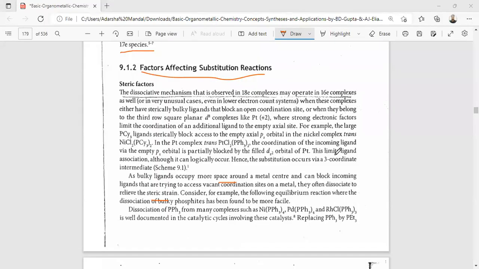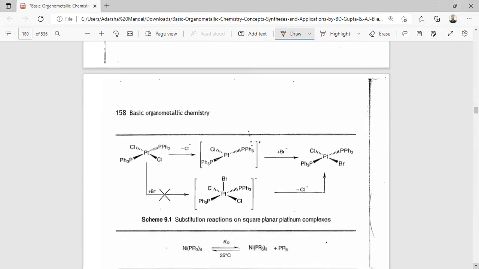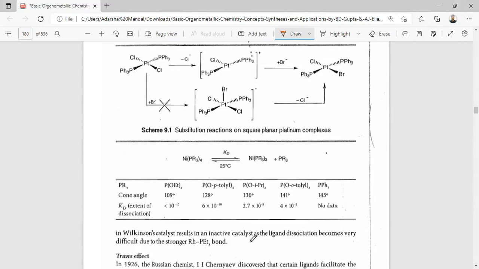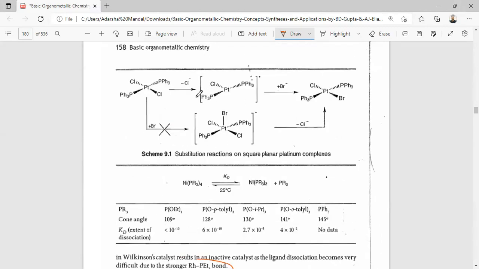The dissociation of PPh3 from many complexes, such as Ni(PPh3)4, Pd(PPh3)4, and RhCl(PPh3)3, is well documented in the catalytic cycles involving these catalysts. Replacing the PPh3 by PEt3 in the catalyst results in an inactive catalyst, as ligand dissociation becomes very difficult due to the strong metal-phosphorus bond.